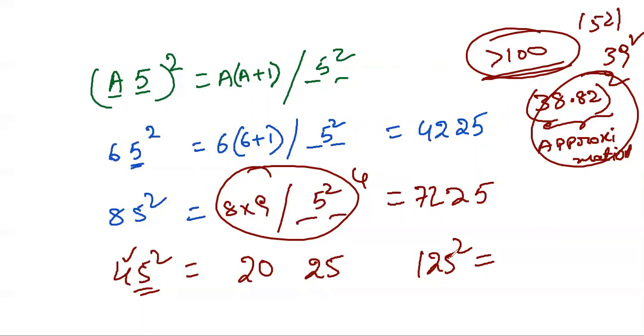But just tell me this last example, any number ending with 5 whole square. 5 square is equal to 25. 12 is multiplied with 13. 12 into 13 is 156. So these methods you have to remember, friends, and you have to practice them also.